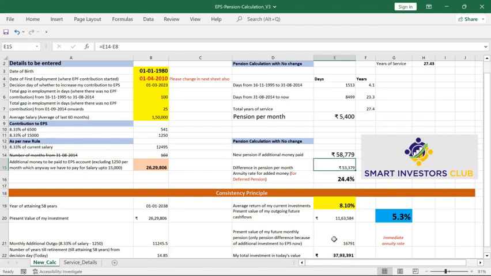To put it another way, if I can buy some goods worth 16,791 today, then I'll have to spend 53,379 to get the same goods, provided my inflation rate or my return, whatever I'm going to get, is 8.1%.